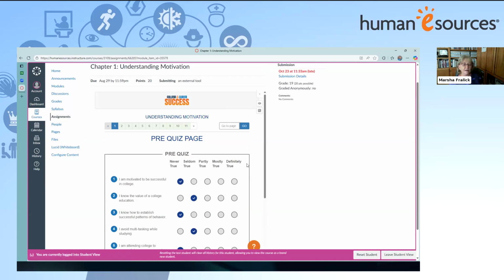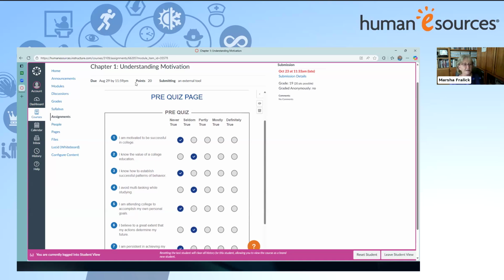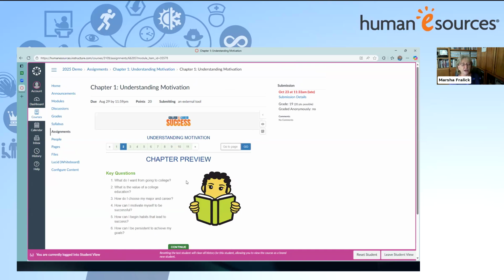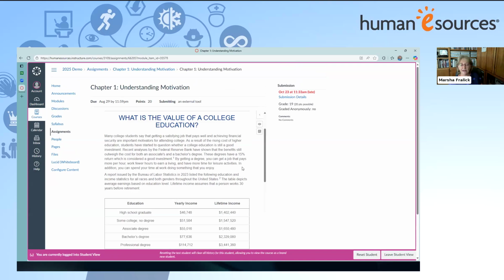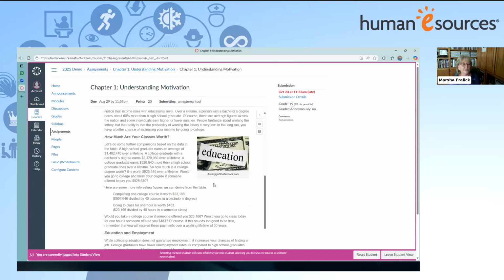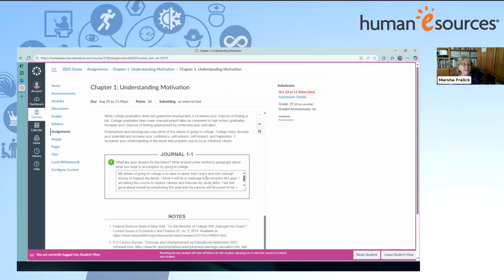The chapter begins with a pre-quiz, and these are based on the student learning outcomes. And then again, the chapter preview is based on the student learning outcomes. There's a short amount of text on the page. What is the value of a college education, for example? And how much is it worth? It's actually worth about $400 an hour if you break it down hour by hour, looking at lifetime improvement in income. And then there's a journal entry.